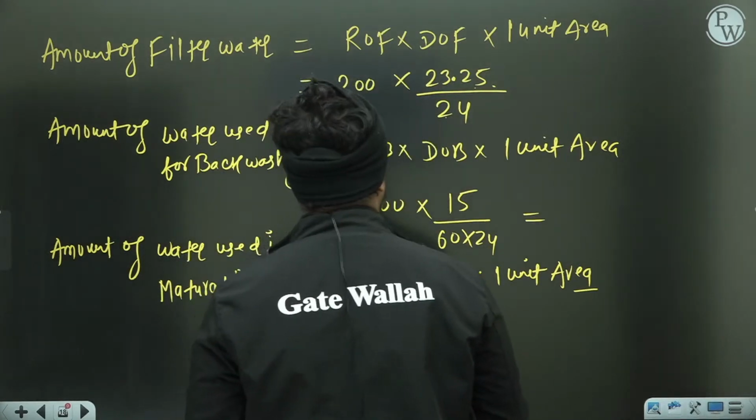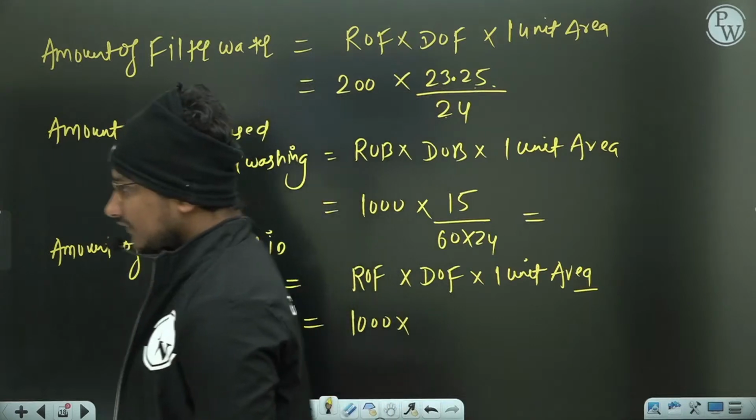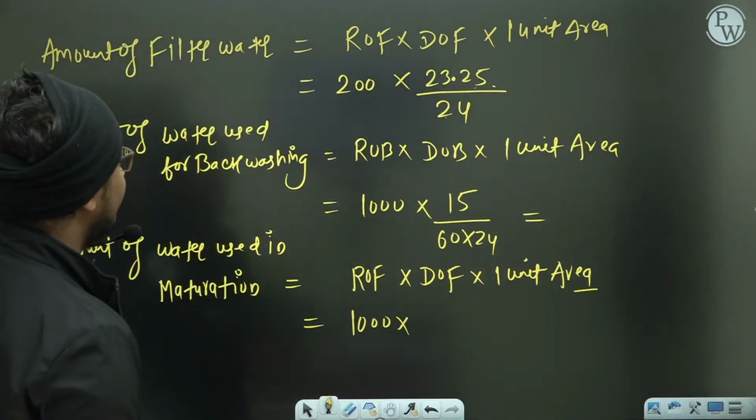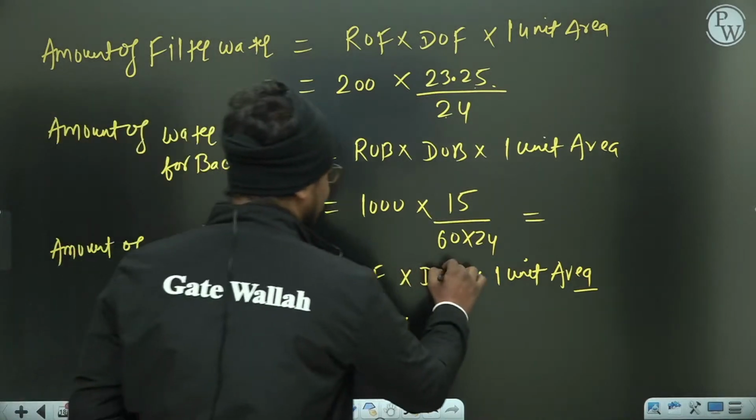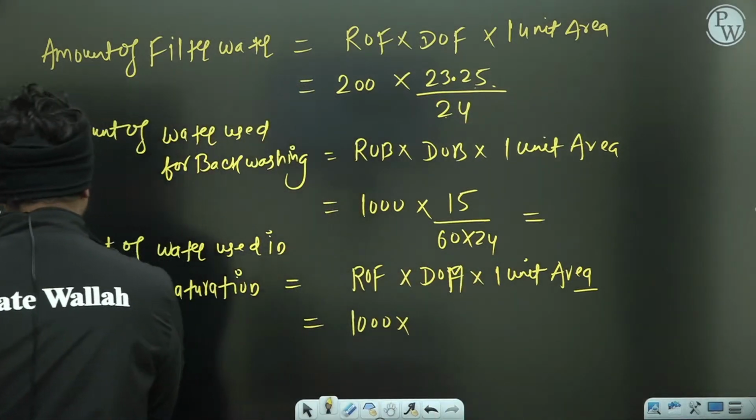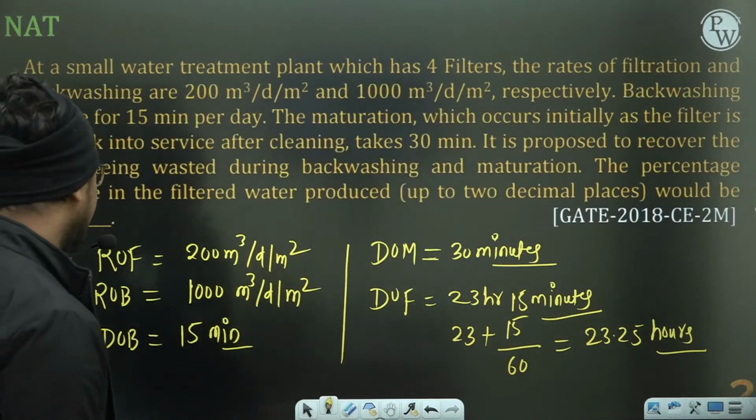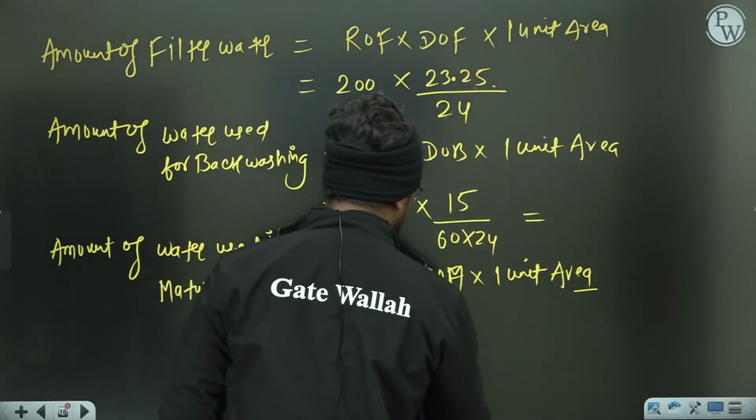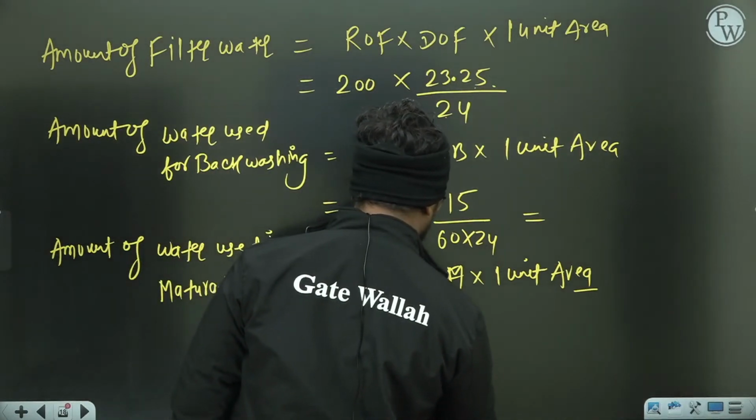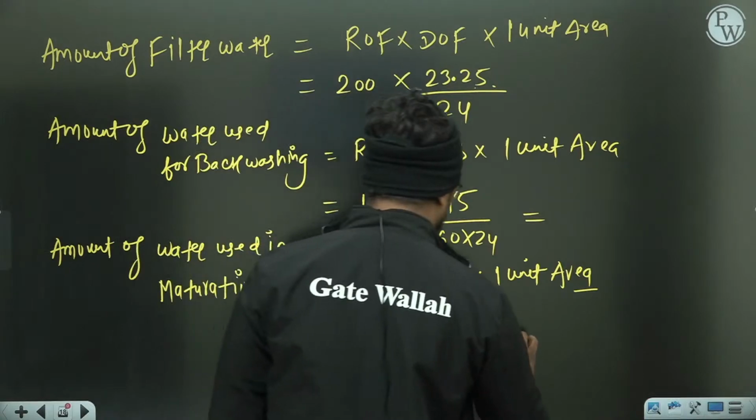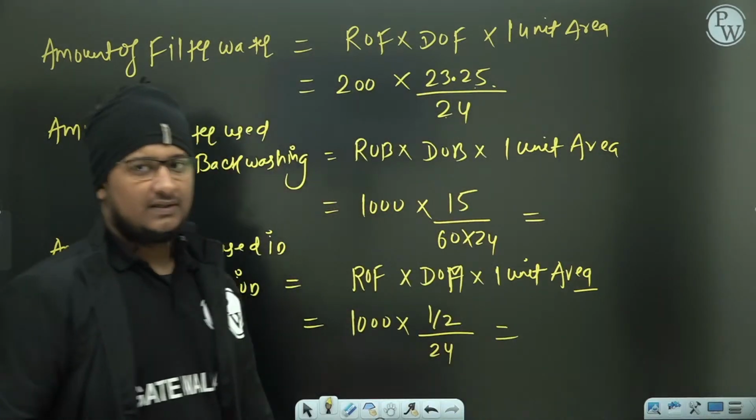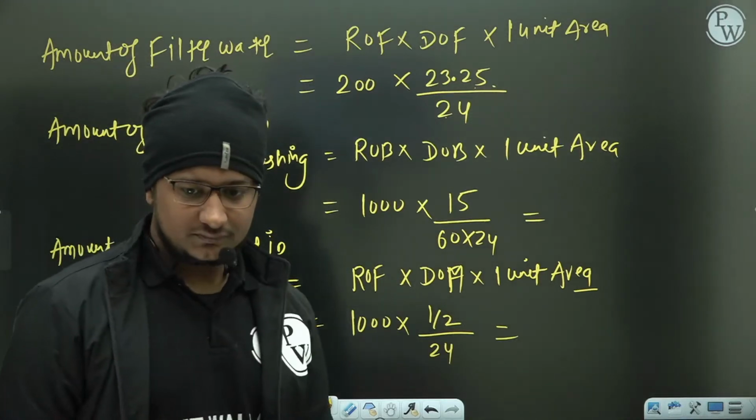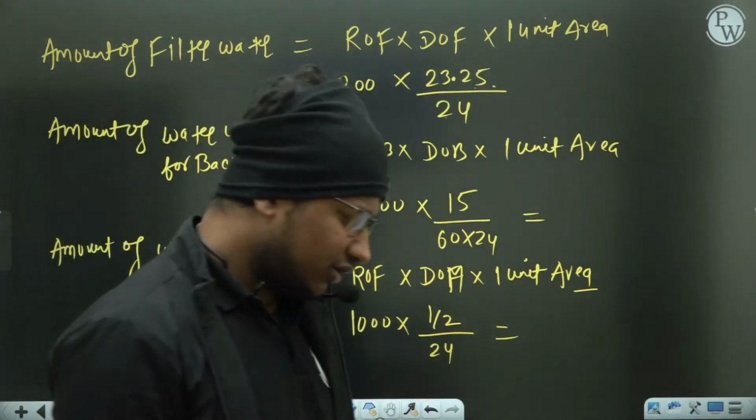ROF we have 200, into DOF, how much do we have? Duration of maturation, we have given 30 minutes if I'm not wrong. Convert that part into hours, so it will be 1 by 2 hour. Again convert into days, so 1 by 2 divided by 24. Whatever you are getting, that will be the answer. Calculate each and everything. I don't have any calculator, so I want you guys to solve.